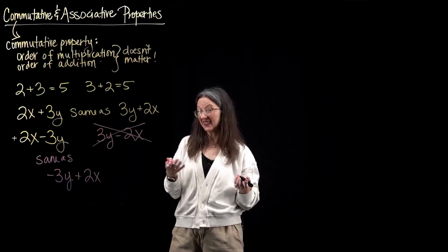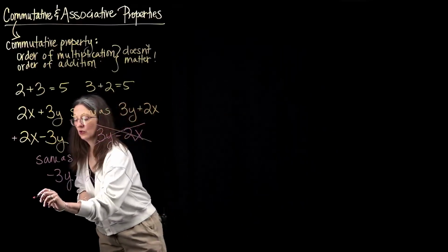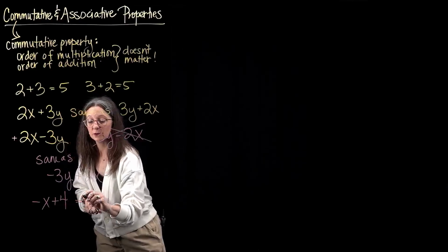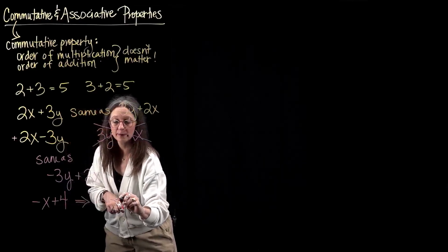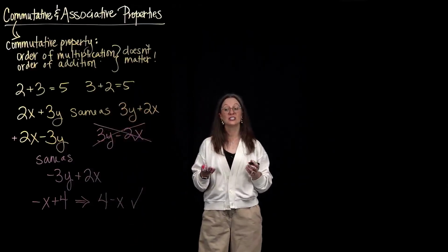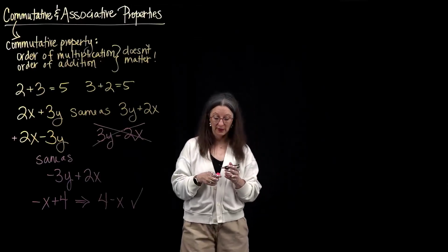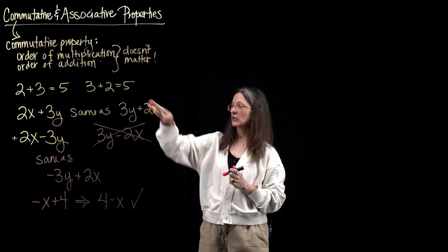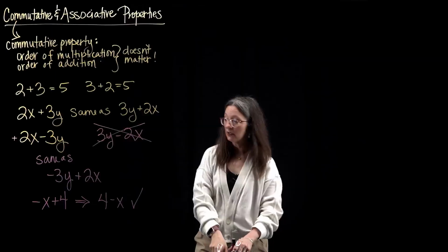One place you might see this is with factoring. So you might have negative x plus 4 and want to rewrite this as 4 minus x. And the commutative property of addition says that's cool, you can do that. All right? So that's commutative property of addition.